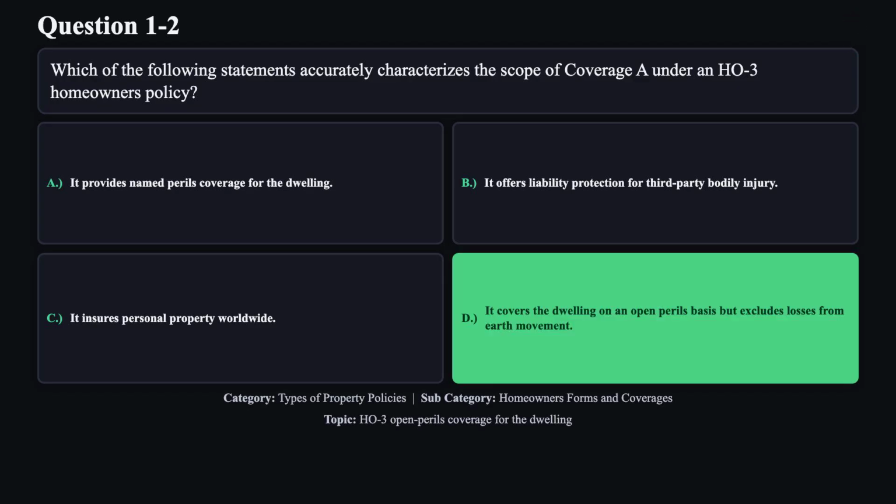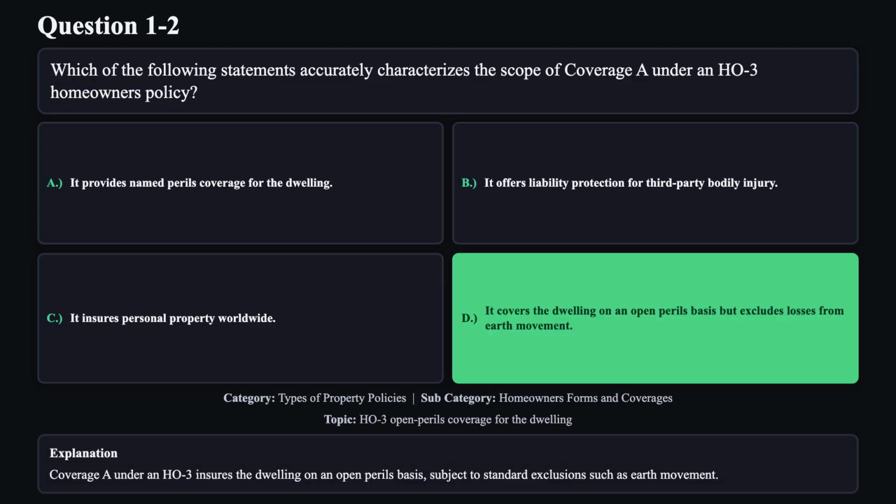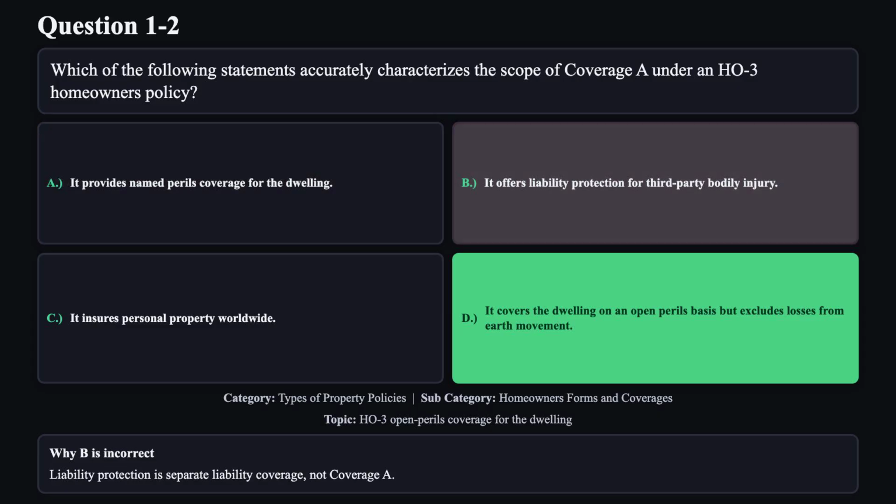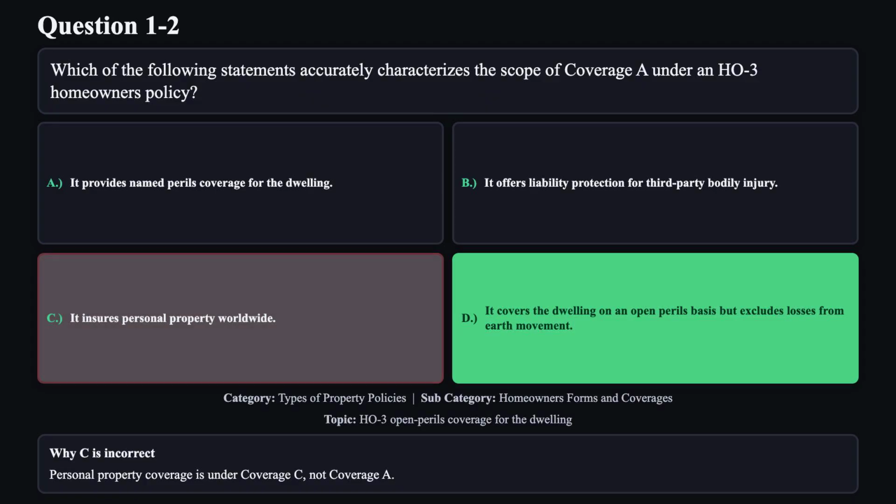The correct answer is D. Coverage A under an H03 insures the dwelling on an open perils basis, subject to standard exclusions such as earth movement. Reason A is not correct. Coverage A is open perils, not named perils. Reason B is not correct. Liability protection is separate liability coverage, not Coverage A. Reason C is not correct. Personal property coverage is under Coverage C, not Coverage A.